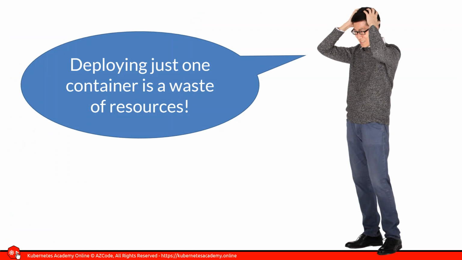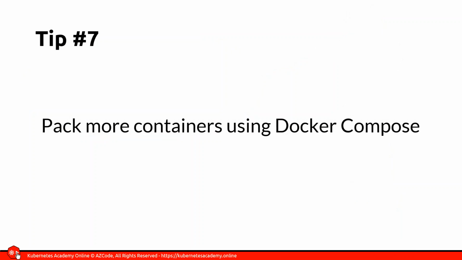Okay, so deploying just one container is a waste of resource. Now what I did is I configured a virtual machine to run my app service, but I'm running just one container. What can I do to deploy more containers, pack more information, basically more containers inside my app service? I can use a Docker Compose file to do that. So let's try to do that.